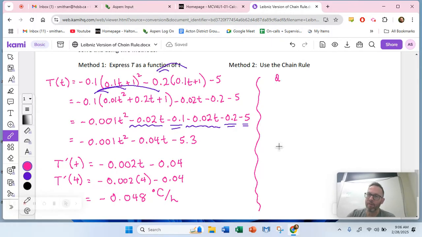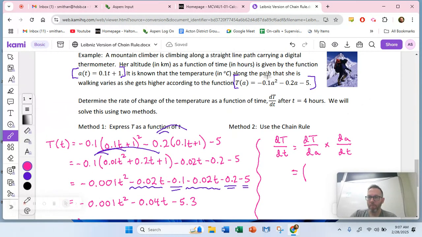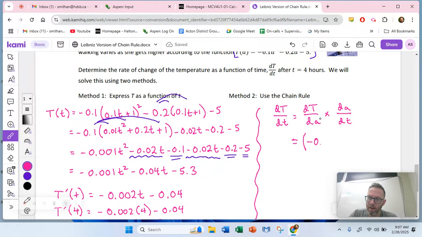So the chain rule says if we're looking for the rate of change of temperature with respect to time, we can do the derivative of temperature with respect to altitude, and then multiply by the derivative of altitude with respect to time. Now those two derivatives are not that complicated to do, because dT by dA, that's just quadratic. So bring down the 2 times negative 0.1 is negative 0.2. Take 1 off the exponent, you're left with A. And then the derivative of minus 0.2A is just minus 0.2.